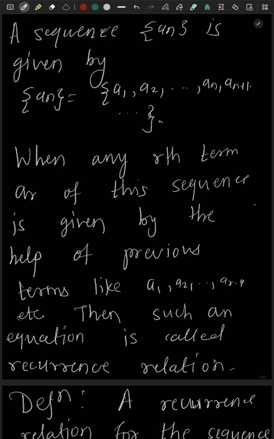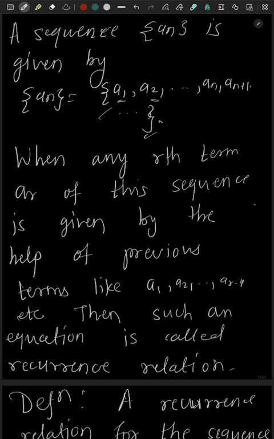Okay, a sequence a_r is given by, so a sequence is a series of terms, meaning the terms of that sequence form a set. It is written in set notation, and the terms are given by a1, a2, a3, a4, a_n+1, and it goes on and on. So there are infinitely many terms.